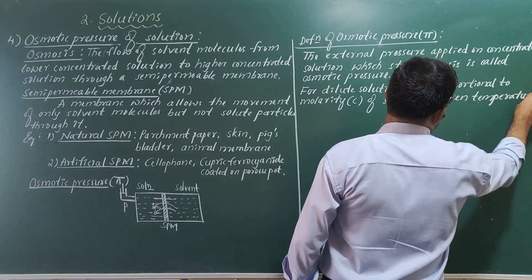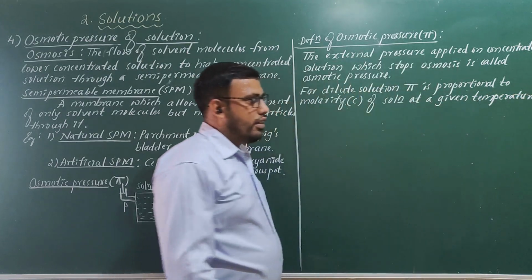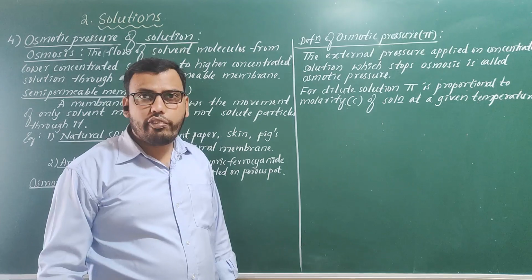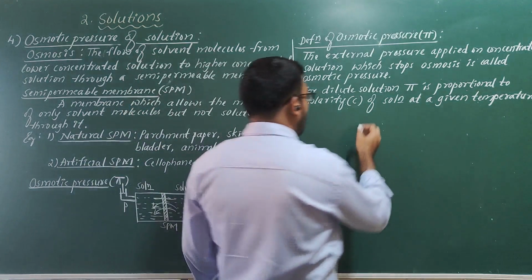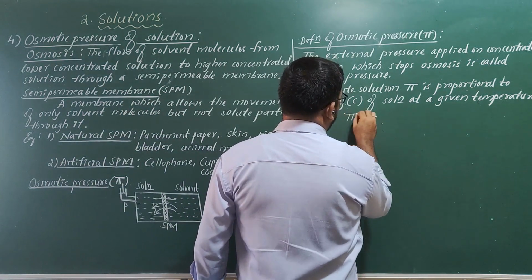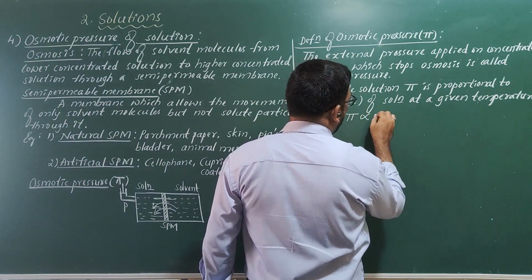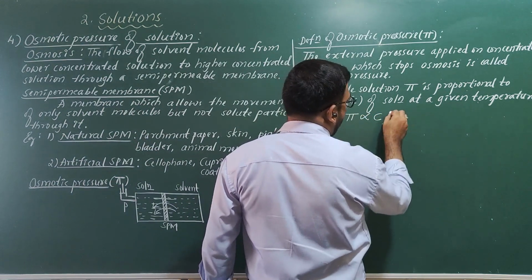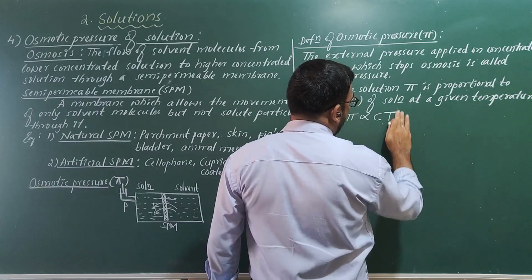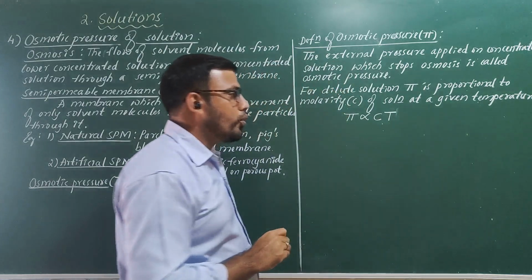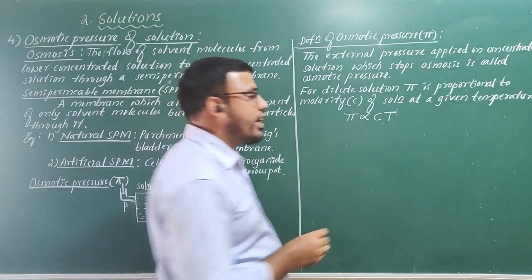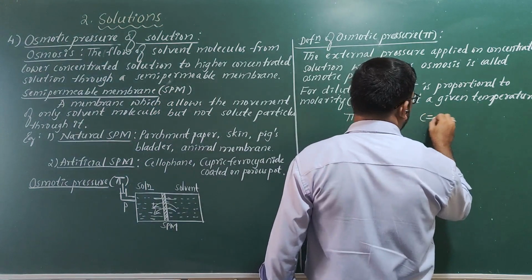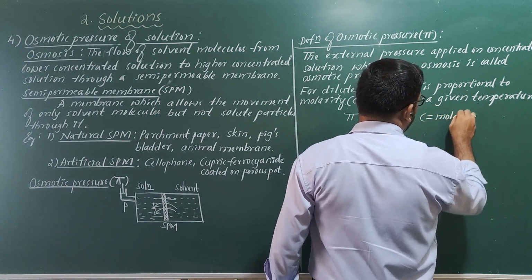Okay, so at a given temperature, I can write that pi is proportional to molarity C at a given temperature T. So therefore pi is proportional to C into T. What is C here? Here C is the molarity of the solution.